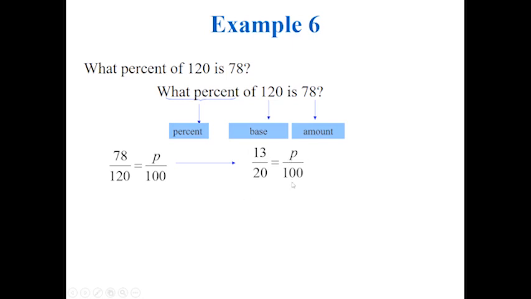Cross multiply. 100 times 13 equals 20 times P. 1300 equals 20 times P. We divide both sides by 20.